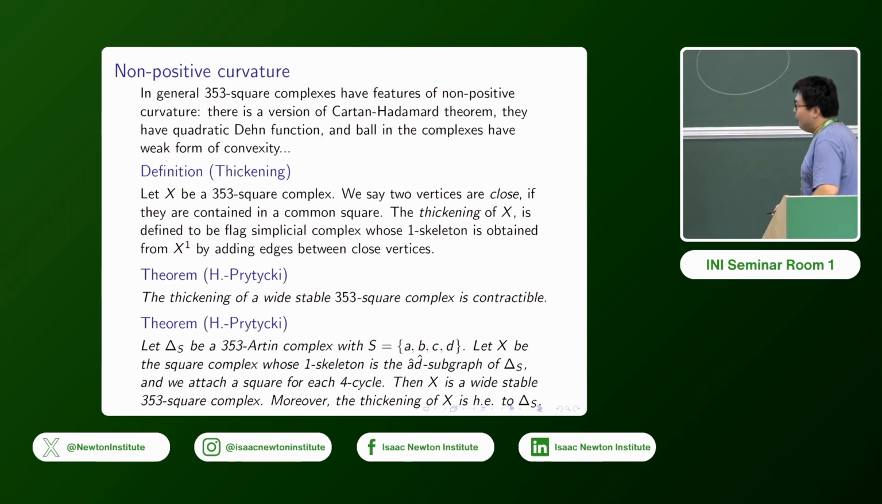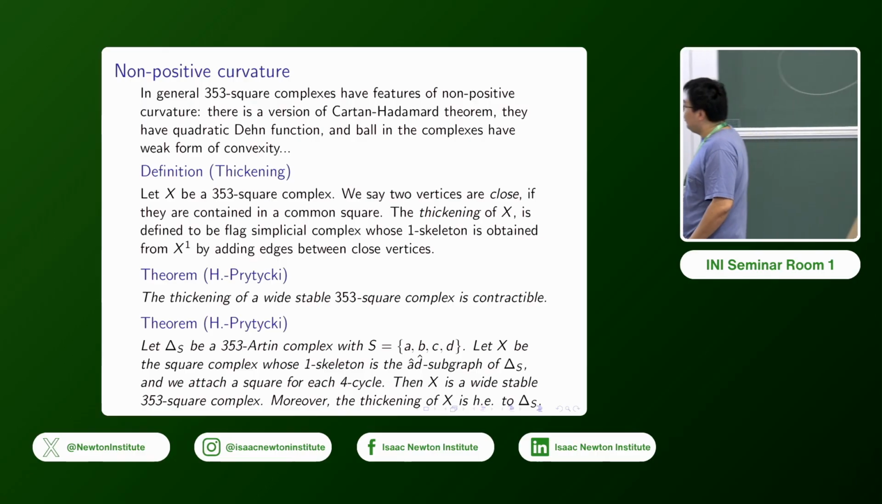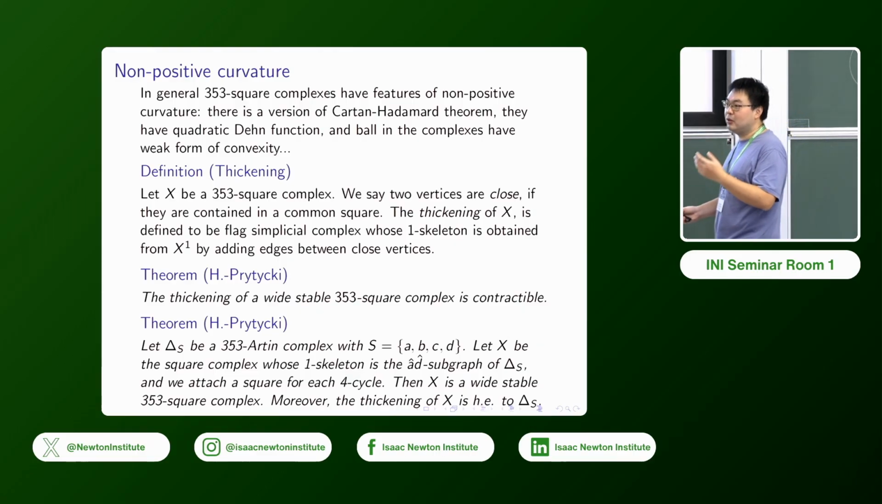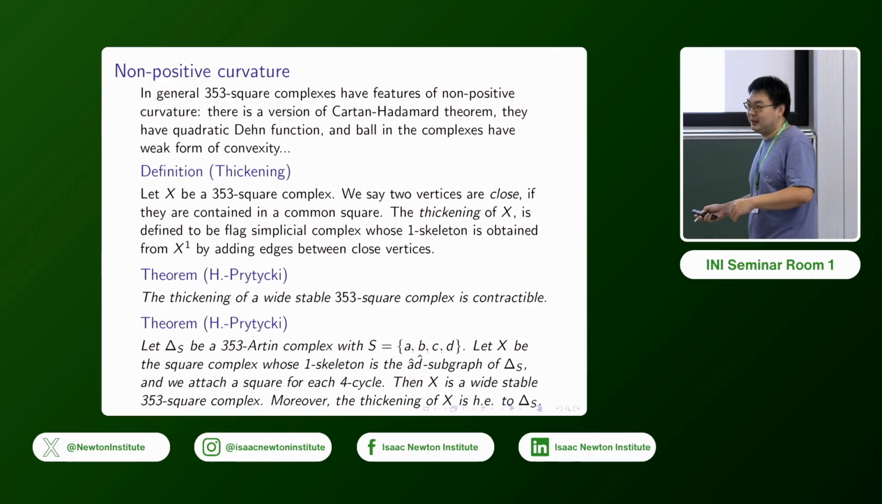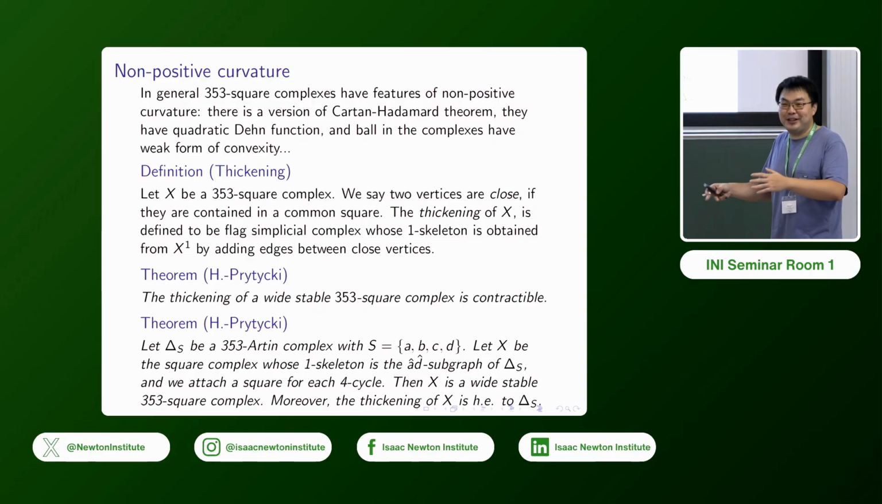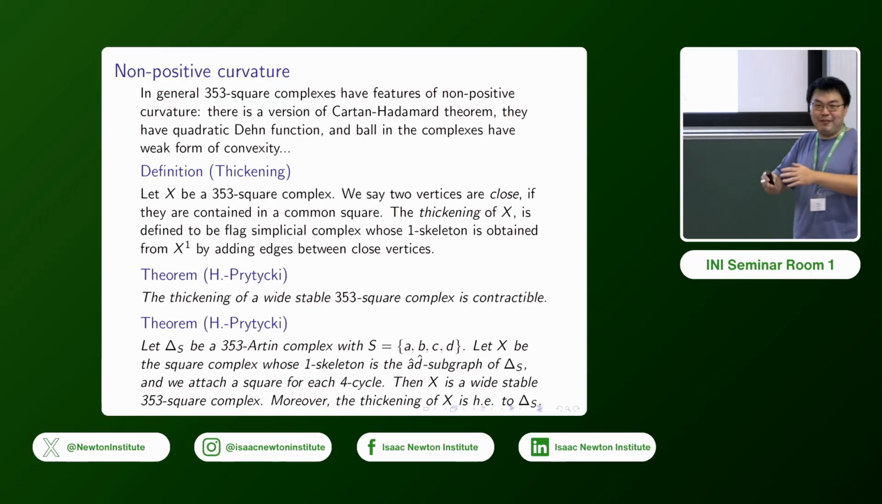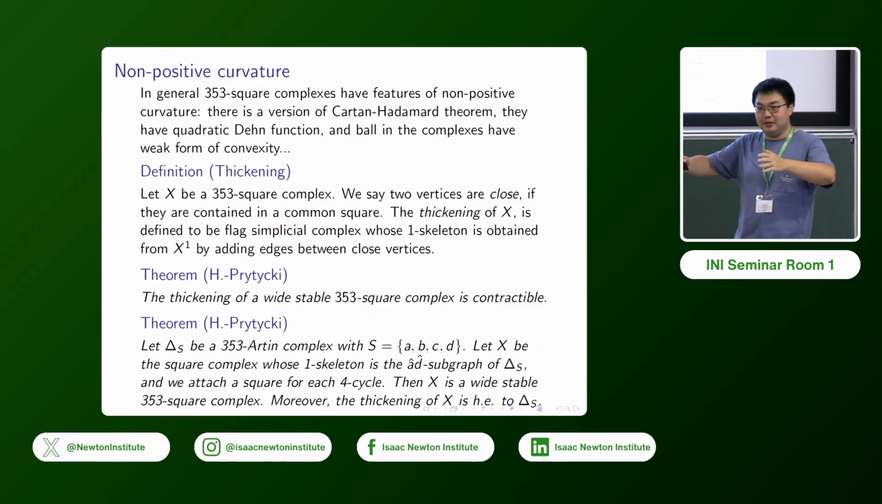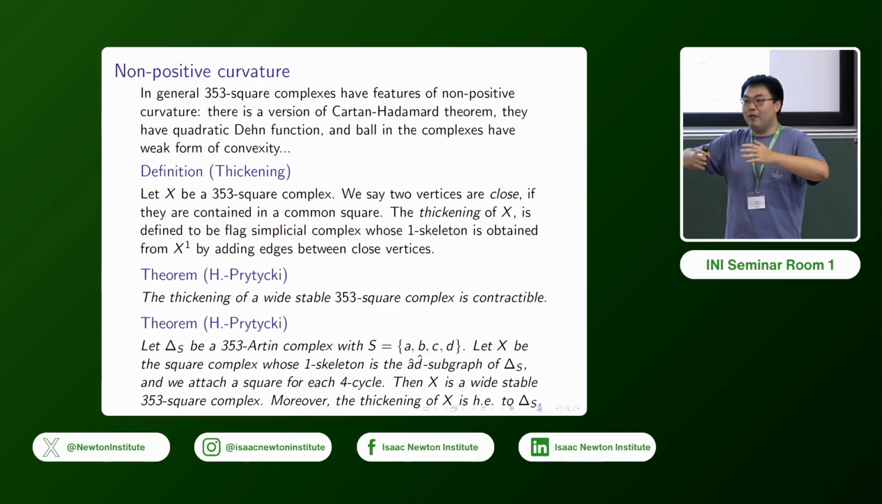So now I want to say a bit more, because so far, as you can see, the condition we need to check, that the square complex is a 353 complex, is a local condition. And then we have to relate it to a 353 Artin complex. It sounds like a terrible local condition to check, right? Because when you relate different things, you might lose control. You might have to go to the 3-ball or 4-ball, right?